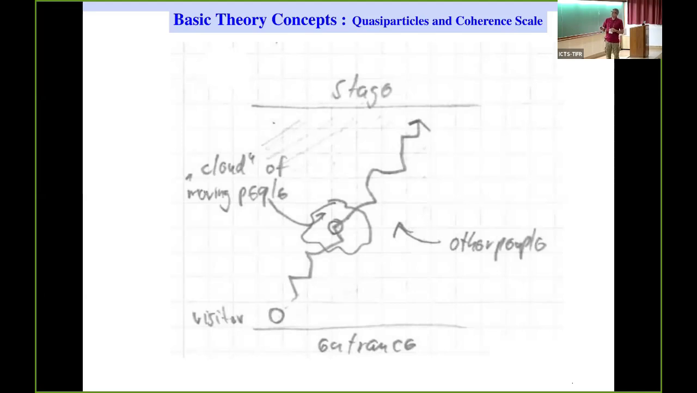And importantly, this is the excitation. Once you have figured out how to make your way, you become, so to say, coherent with the mass, and you have more or less a straight way to the stage. So you will go with a good K vector to the stage, so to say. That's your quasi-particle excitation. But there's an energy scale involved with that quasi-particle, a kind of coherence scale that you easily realize if you go to a concert.